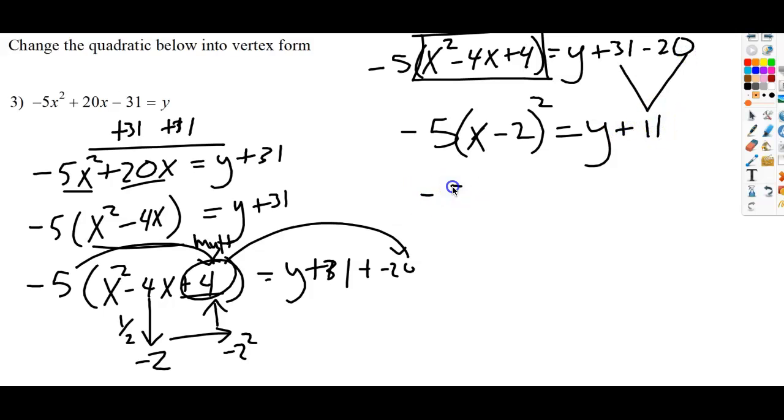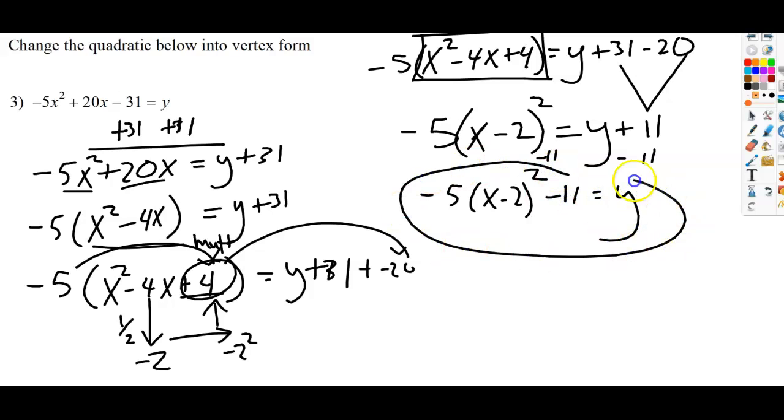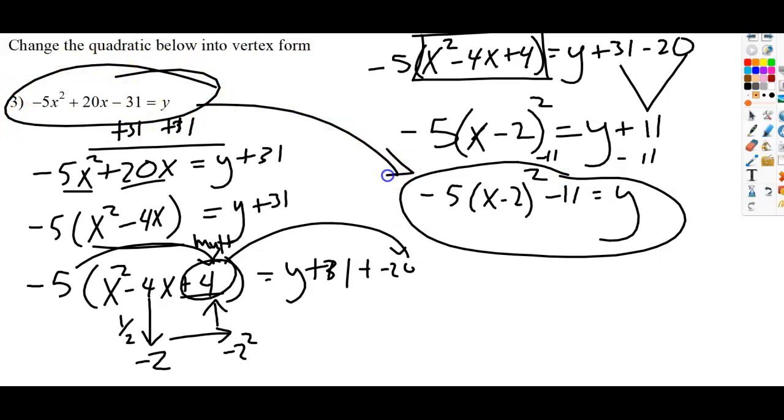The last step is to go ahead and just move that 11 over to the other side by subtracting it on both sides. And we end up with that. So I have now successfully changed it from standard form to vertex form in that lengthy process. All right, so that's another question you guys can expect to see on your quiz.